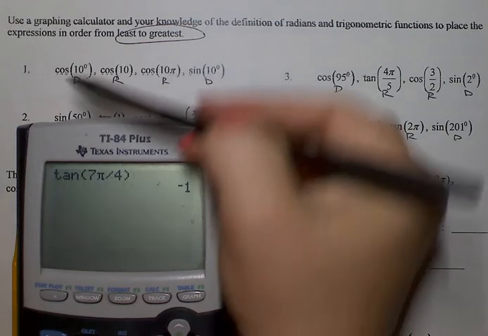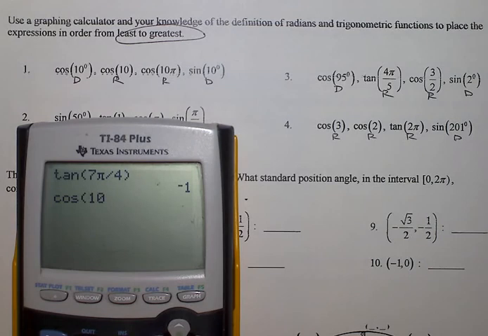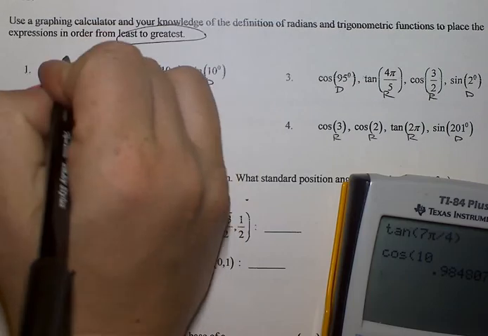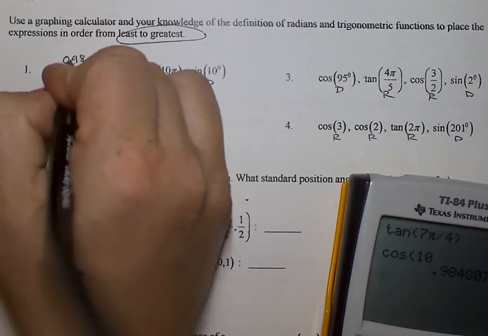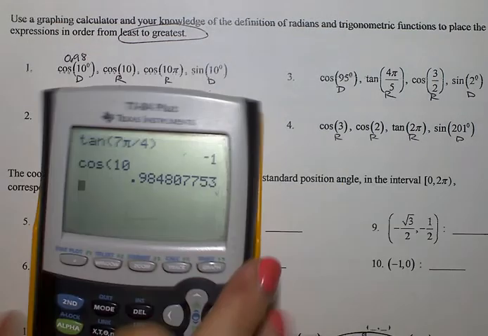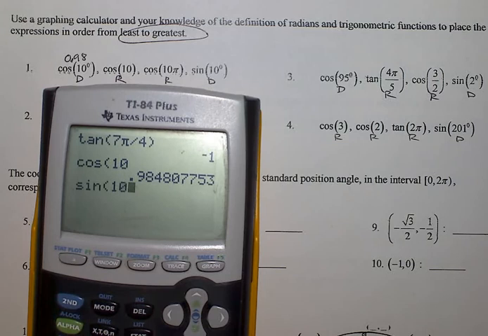So I'm going to type in the cosine of 10 and enter, and I'm just going to round here to the nearest hundredth. So 0.98. And I'm going to do the other degree symbol. I'm going to type in sine of 10. Sine of 10, and round it again to the nearest hundredth, which would be 0.17.